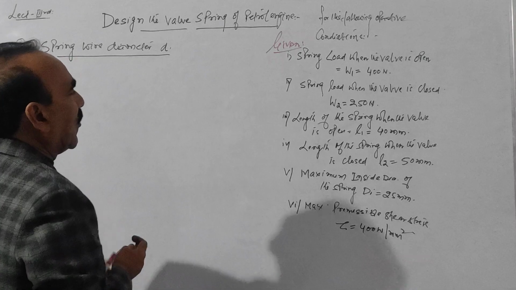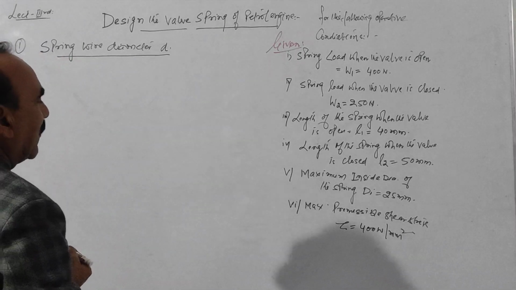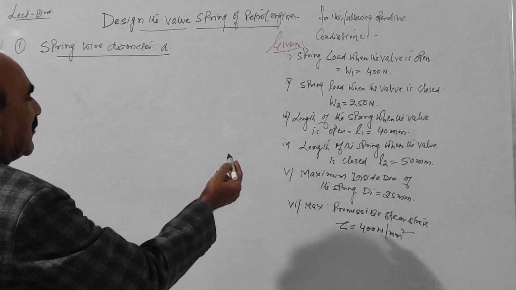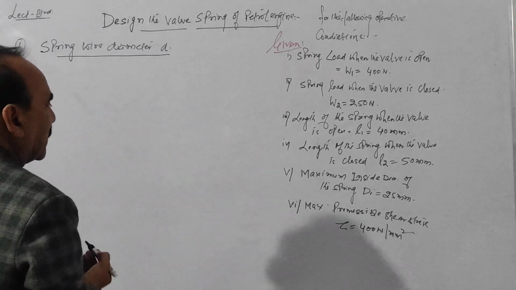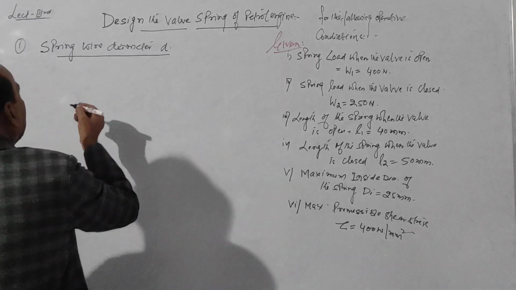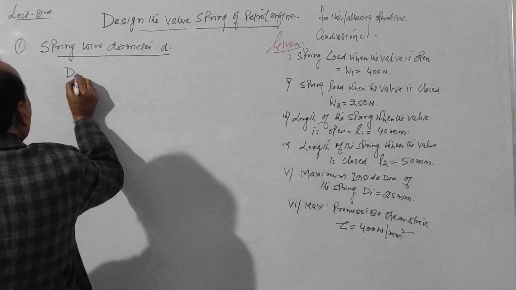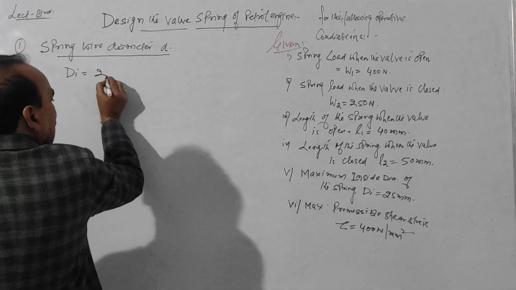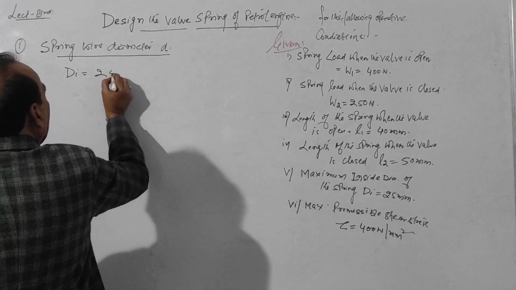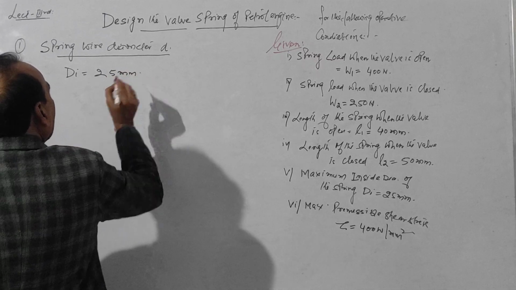What is given in the problem? Problem mein kya diya hua hai aapko? Maximum inside diameter of the spring is given, right? So, maximum inside diameter means Di is given to you. This is 25 mm, right?